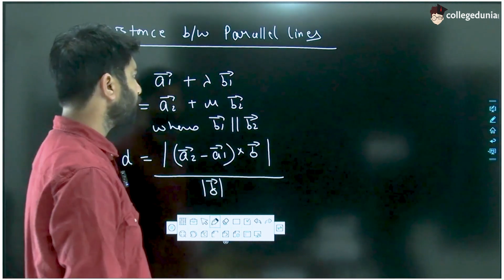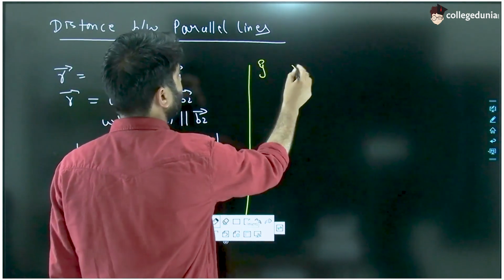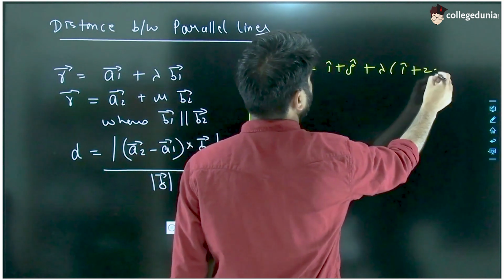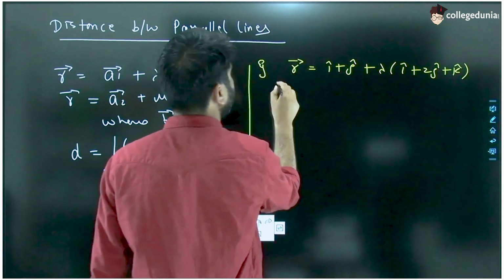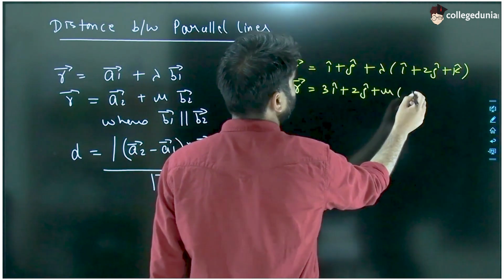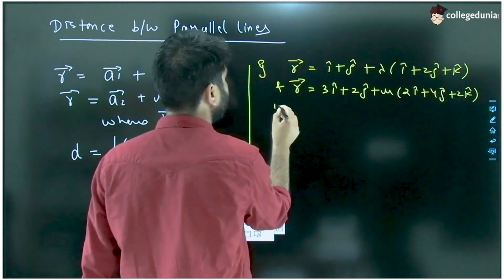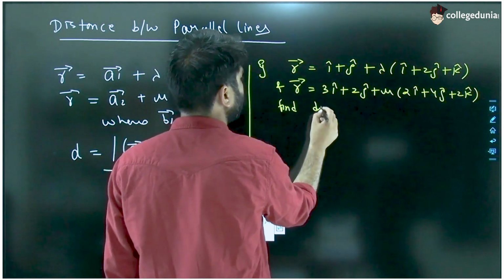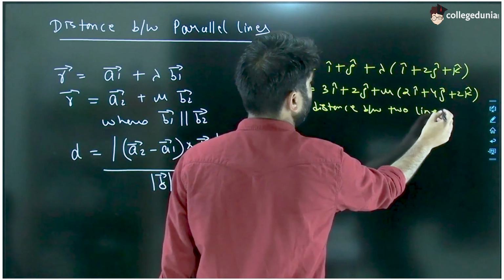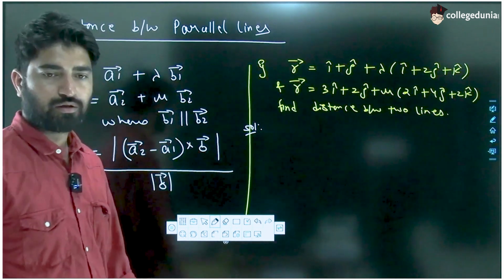Okay. So let's say there are two lines. First line is r vector equal to i plus j plus lambda times (i plus 2j plus k), and second line is r vector equal to 3i plus 2j plus mu times (2i plus 4j plus 2k). And now we have to find the distance between two lines. So guys, first of all, we need to check whether two lines are parallel or non-parallel.